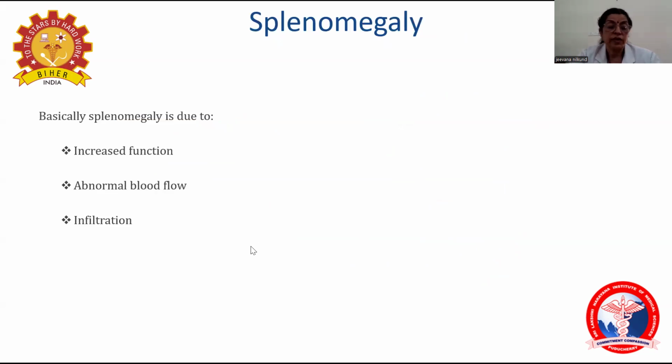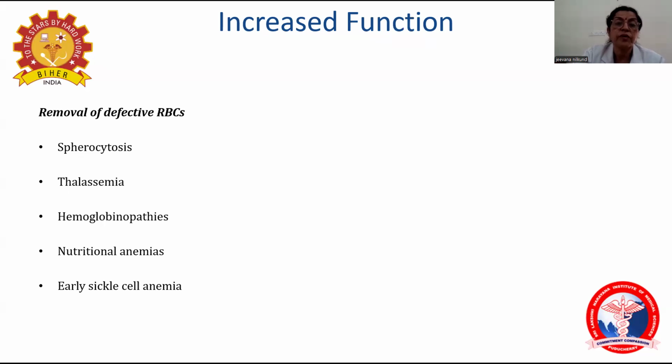What are the conditions that lead to splenomegaly? Splenomegaly is because of increased function, abnormal blood flow, and infiltration. Increased function may be related to the RBCs. Removal of defective RBCs is a function of the spleen. So if it has to remove more defective RBCs, it will cause splenomegaly, as in conditions of spherocytosis, thalassemia, hemoglobinopathies, nutritional anemia.